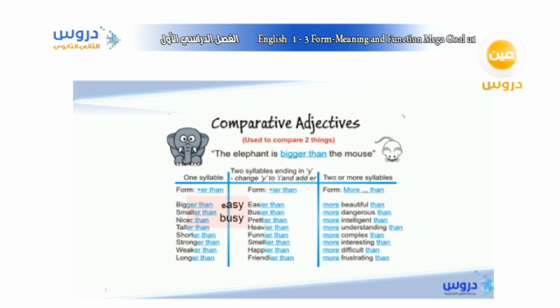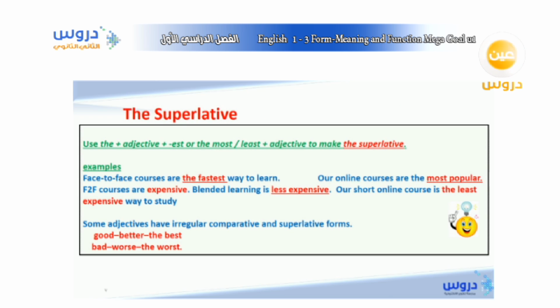Now, with words with more than one syllable, two or more syllables, we use more, like beautiful. We use more beautiful than. We cannot say beautifuler, dangerouser. No, can't be. More beautiful, more dangerous than, more intelligent than, more understanding than, more complex than, more interesting than, more difficult than, more frustrating than.